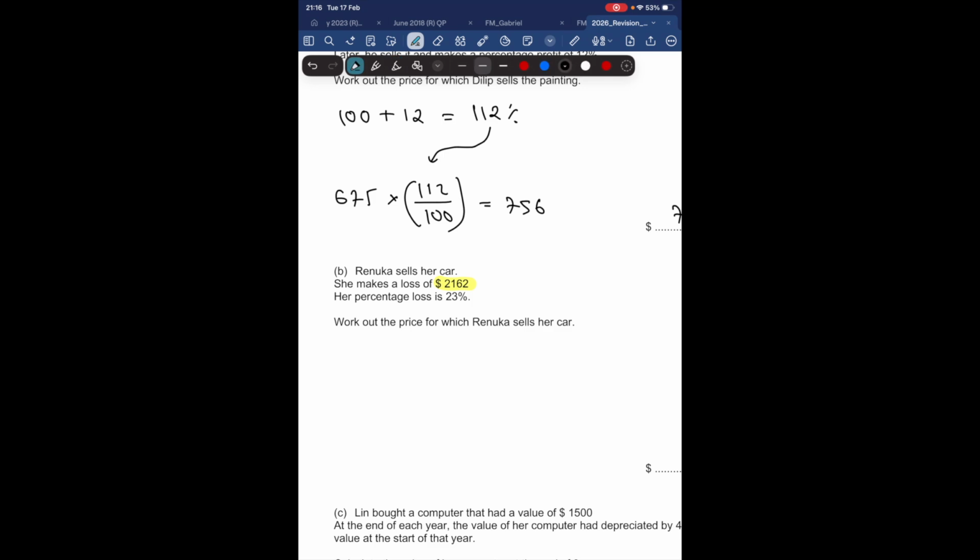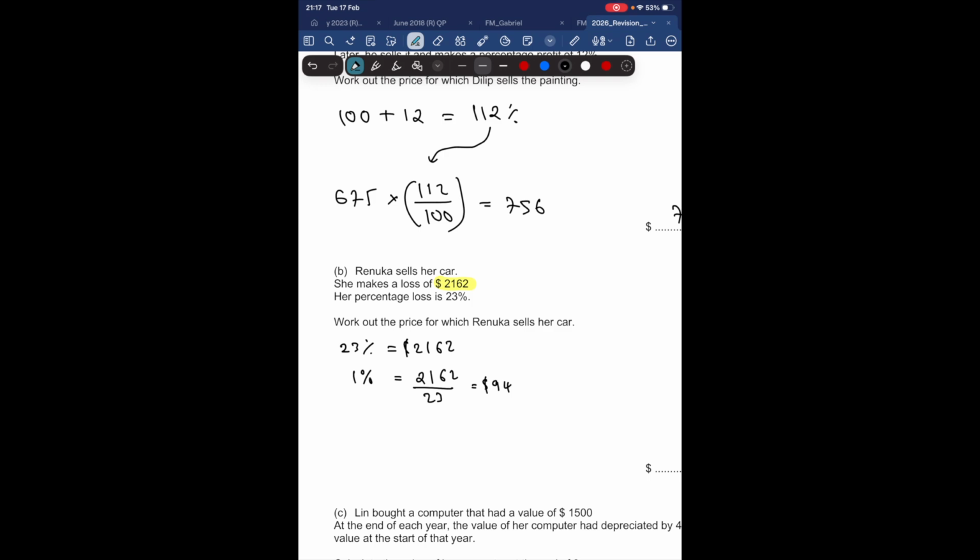So the way we can do that, we can say that 23%, which is the percentage loss, is equal to $2,162. We can then work out the value for 1%. It's going to be 2,162 over 23, and that's going to give us a value, when we calculate it, of $94.